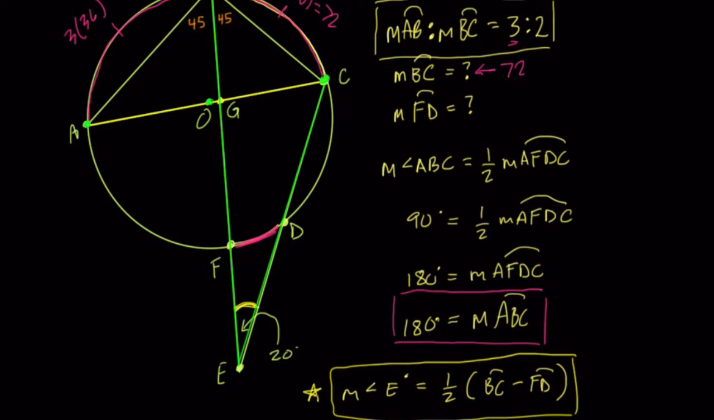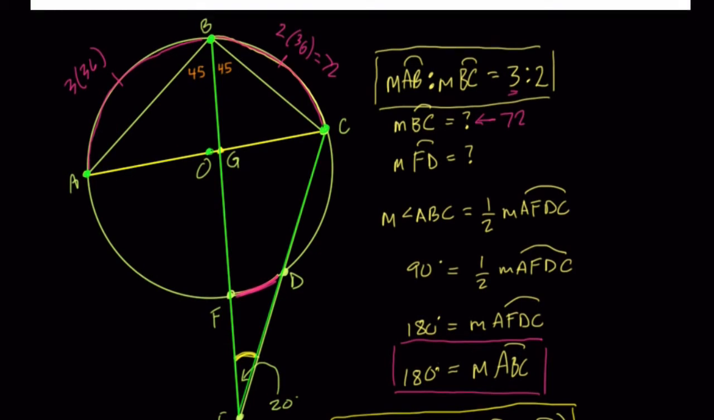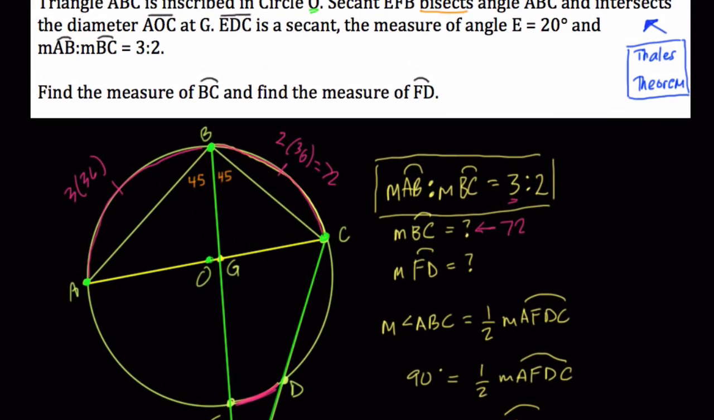We also need to know Thales' Theorem, which says that if we have the diameter as the hypotenuse or side of a triangle, and we pick any other point on the circle and connect the dots, we get a right triangle. And we use the ratio they gave us and the angles they gave us, and we were able to then solve this problem.